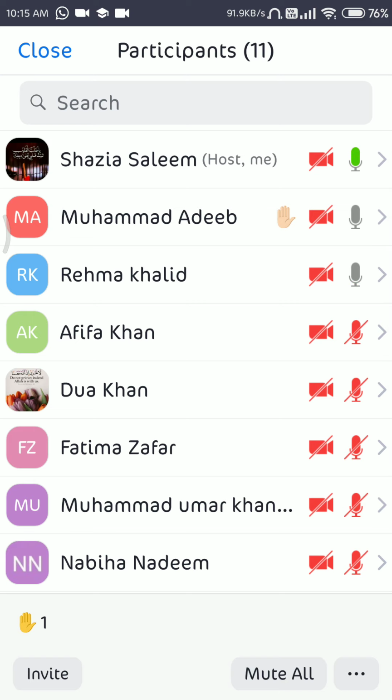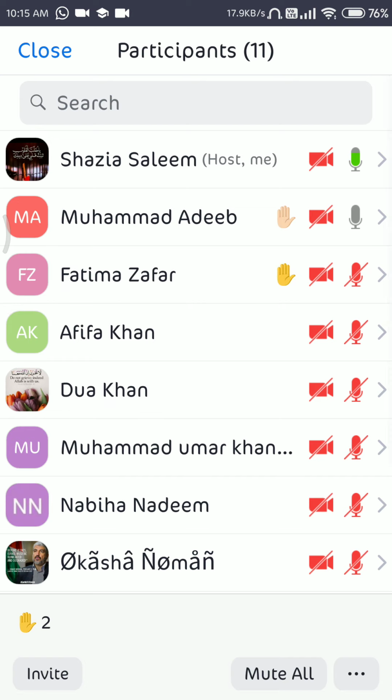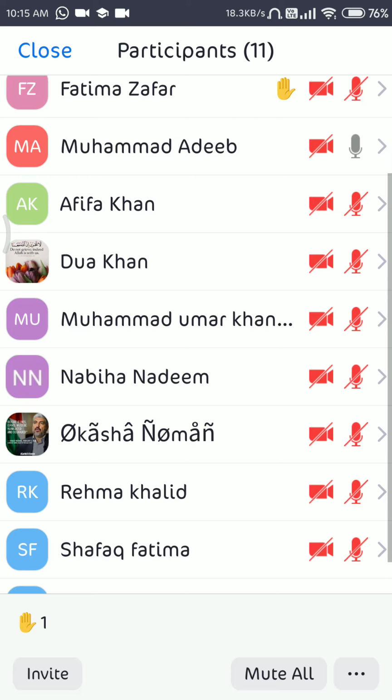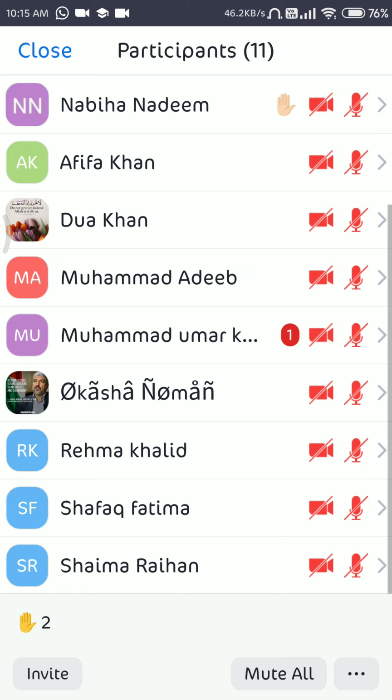Now the next one: identify the plant in picture D and explain its mode of reproduction. Mode of reproduction you have to tell in this picture, picture D. So, Adib, you tell me. Shema. Shima.